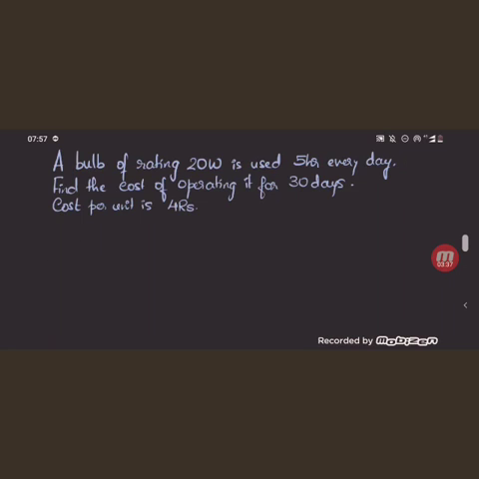Alright, let's do this. So again, let's find out what's asked. You're asked to find the cost of operation. So again, the same question, cost for 30 days this time. And let's see what's given. We are given the power rating of the bulb. Power rating is 20 watt. We are given it's used 5 hours every day.